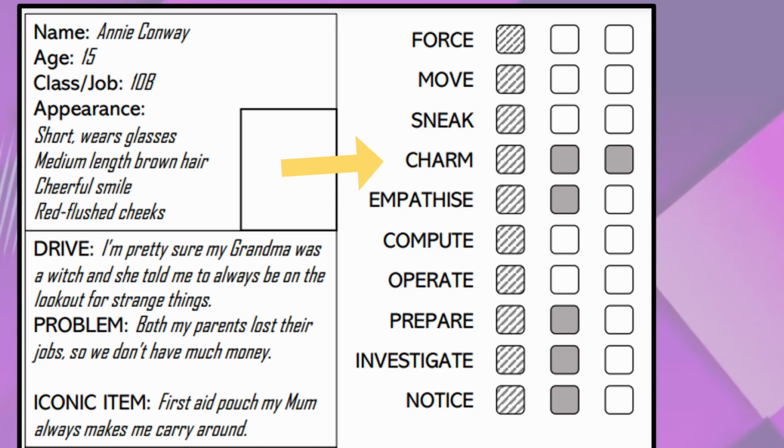So the charm skill, she has 3, indicated by the one square shaded in that everyone has on the left, and then the 2 extra boxes coloured in grey. So if she was trying to charm someone, convince them to tell her the truth or lie about something, she'd roll 3 dice on her own, and that's before any help or items.